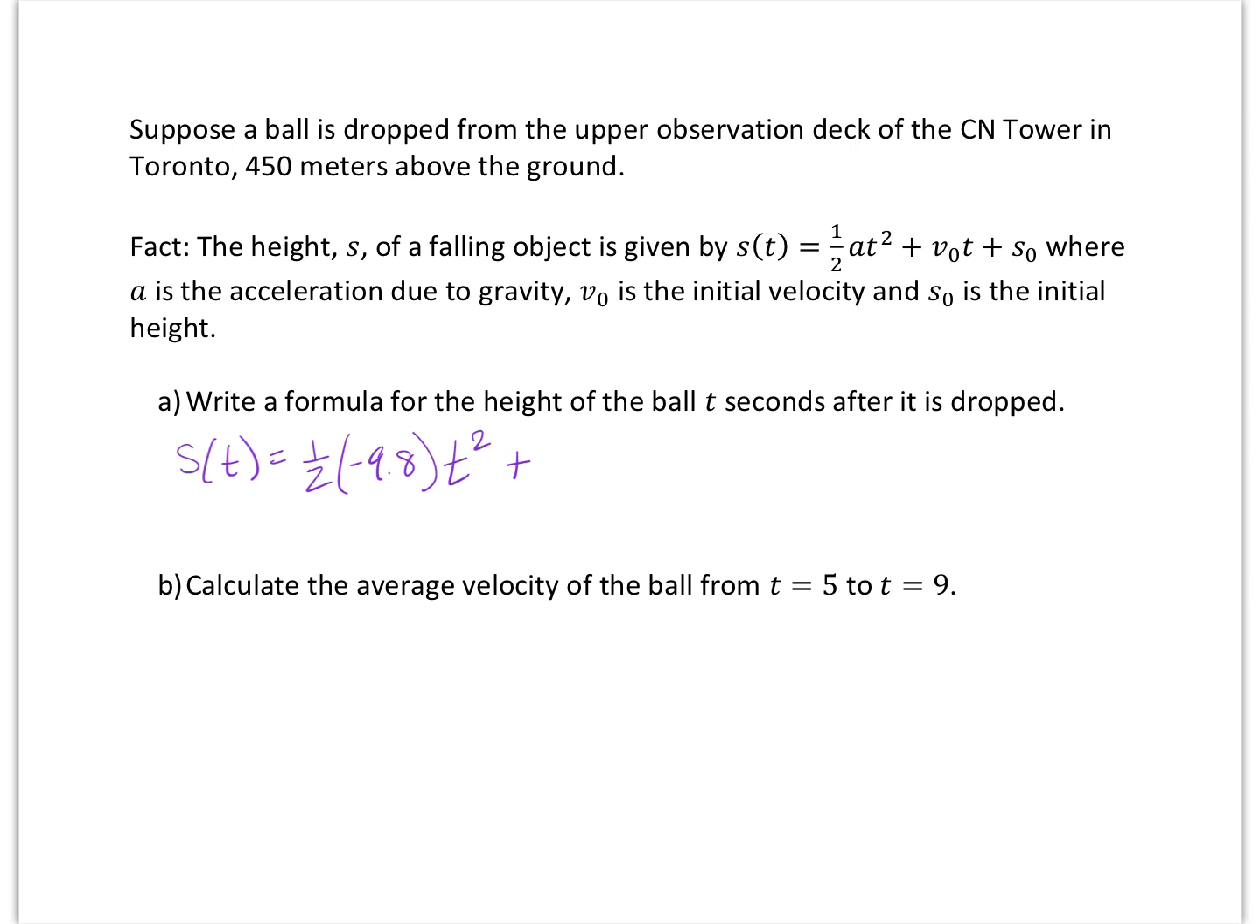The moment you let it go, its velocity is 0, because you didn't throw it down with force, and you didn't throw it up in the air. So its initial velocity is 0. So we're going to put 0t plus s naught, which is its initial height, 450 meters, the height of the tower. So that simplifies to negative 4.9 t squared plus 450.